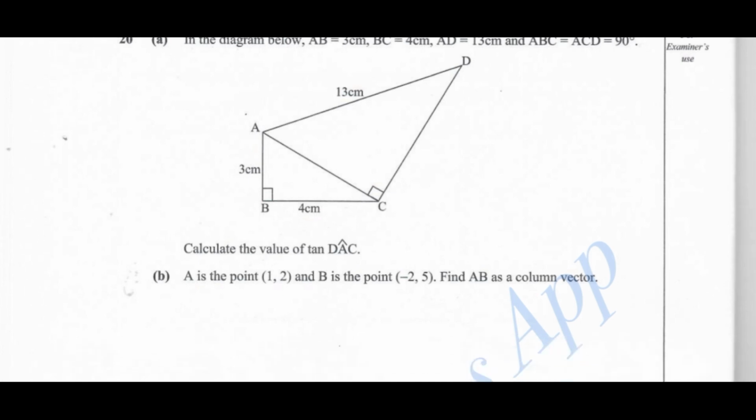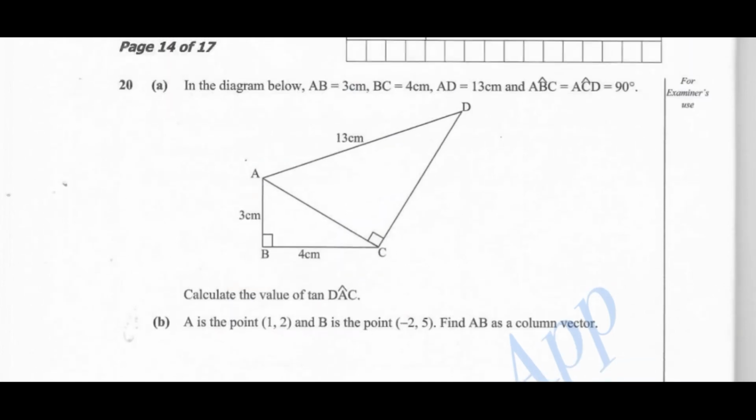Question 20. In the diagram below, AB is equal to 3 centimeters, BC is equal to 4 centimeters, AD is equal to 13, and angle ABC is equal to angle ADC is equal to 90. Calculate the value of tan DAC. So tan DAC. So we want this theta here.